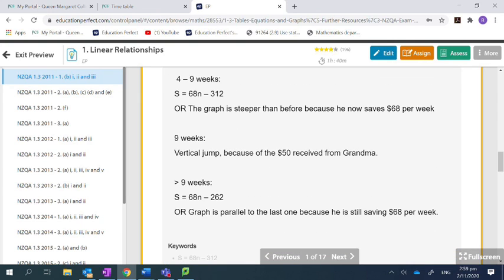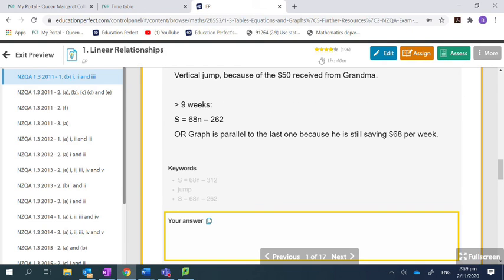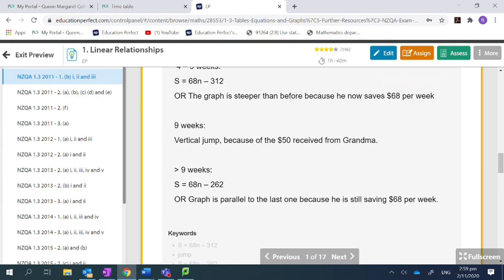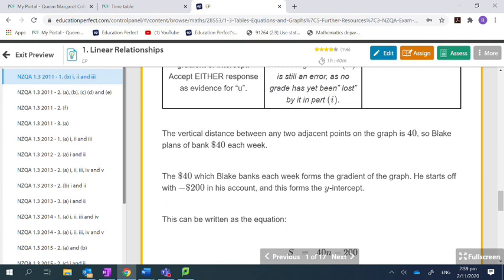Okay. Wait, shouldn't it be like 450? 9 times 5? No, don't do 9 times 5 because you got to remember he already had some. He was already going up some, and now he's going up more. This is how those go. Okay. Yes.